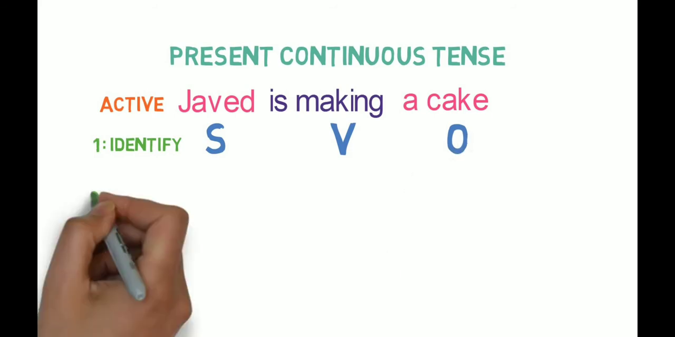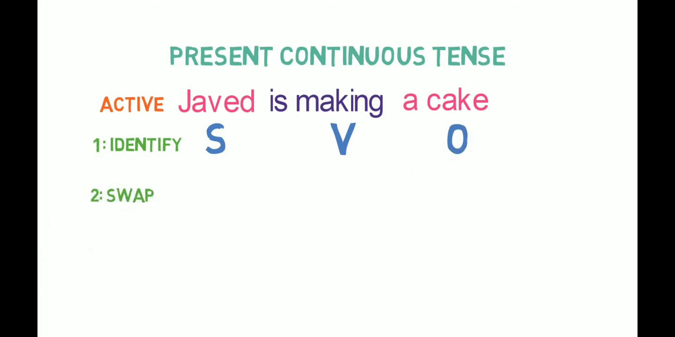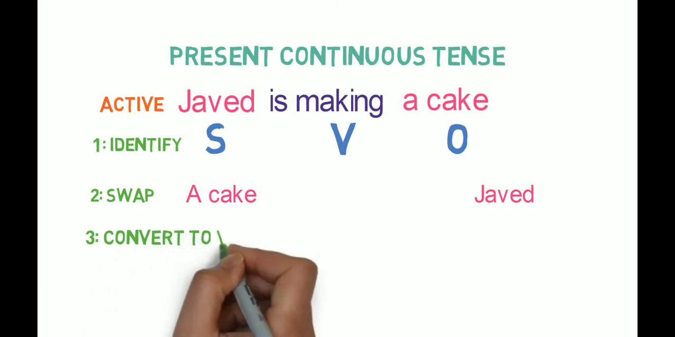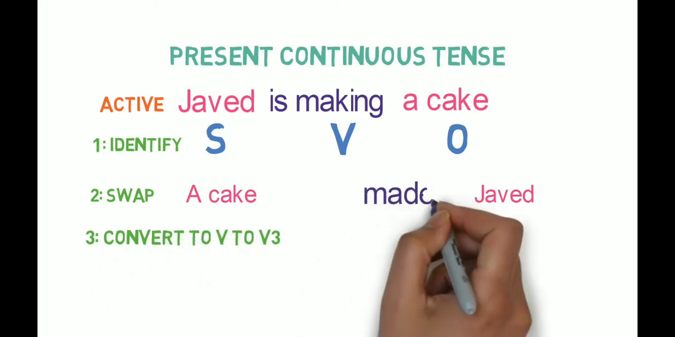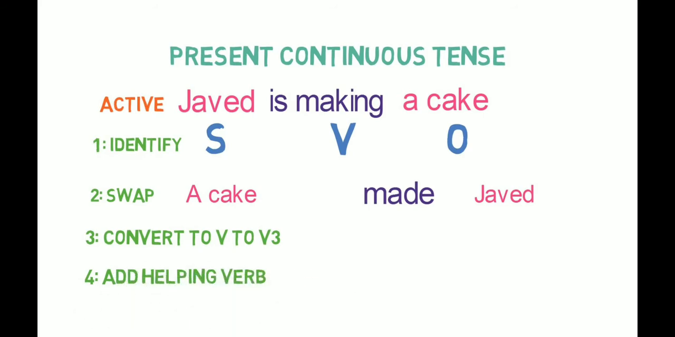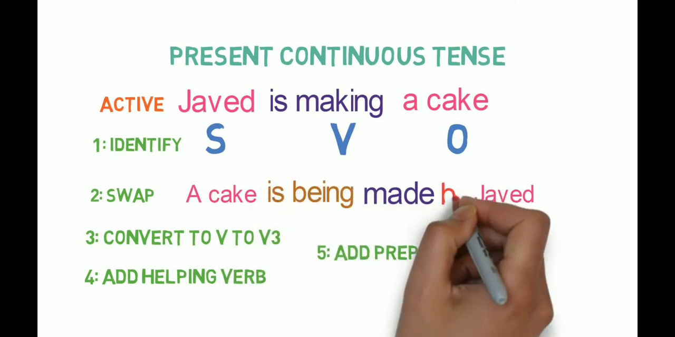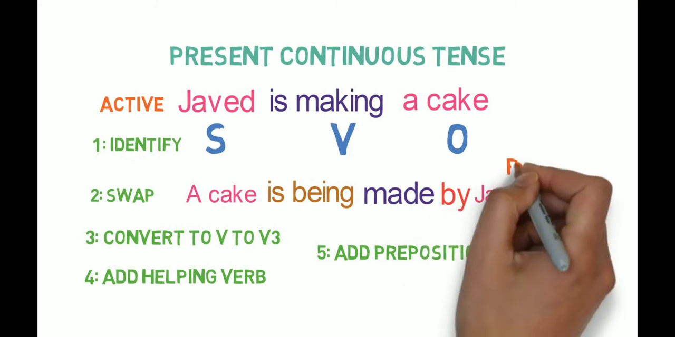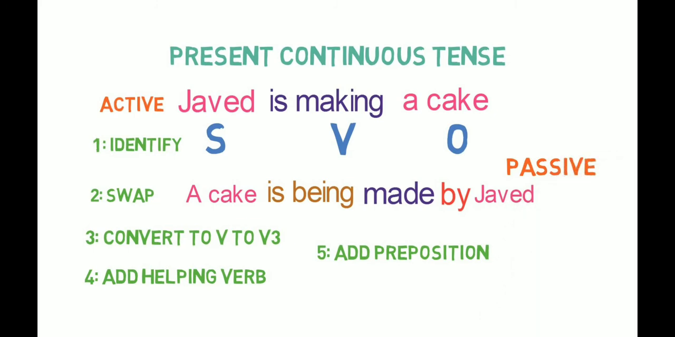Now, in step 2, we need to swap the position of subject Javed and the object a cake. After that, in step 3, we need to convert verb to its third form. So it will be maked. Now, moving to step 4, we need to add a helping verb of to be. In present continuous, we add here is being. Lastly, to make the sentence complete, we attach by before the subject. Final passive voice sentence is a cake is being made by Javed.